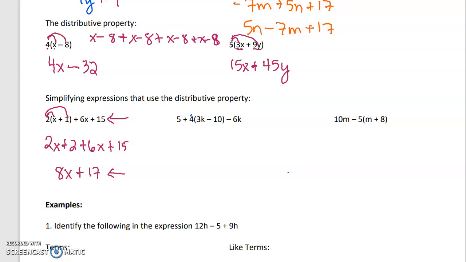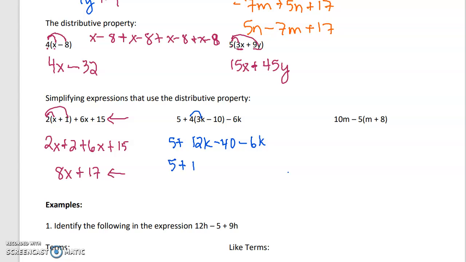So we're going to distribute. 4 times 3k is 12k. 4 times negative 10 is negative 40. Bring down your 5. This is a positive because we're doing a positive 4 times a positive 3k. This is negative because we have a negative 10. And then minus 6k.